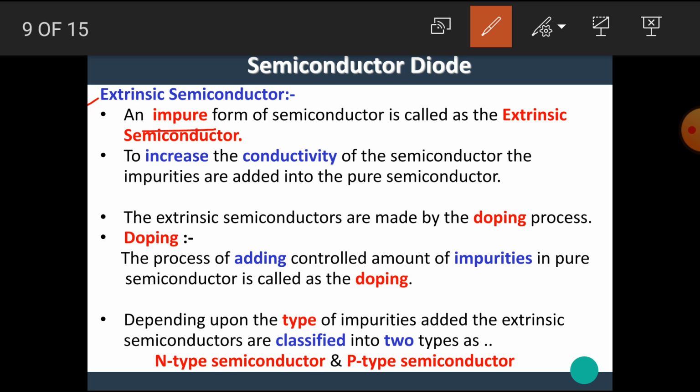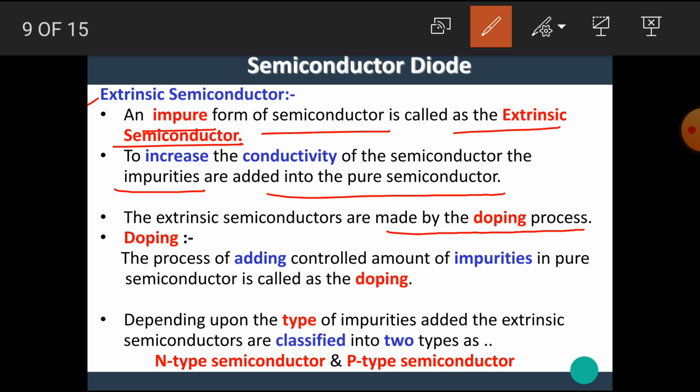An impure form of semiconductor is called the extrinsic semiconductor. To increase the conductivity of the semiconductor, impurities are added into the pure semiconductor. The extrinsic semiconductors are made by the doping process. Then the question arises here, what is meant by the doping process? The process of adding a controlled amount of impurities into a pure semiconductor is called doping.